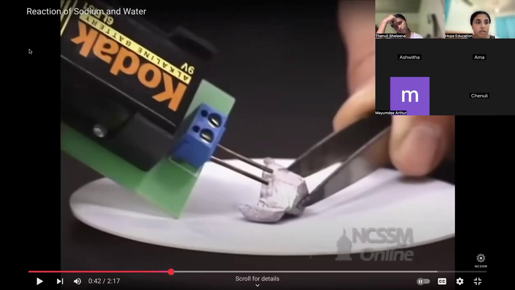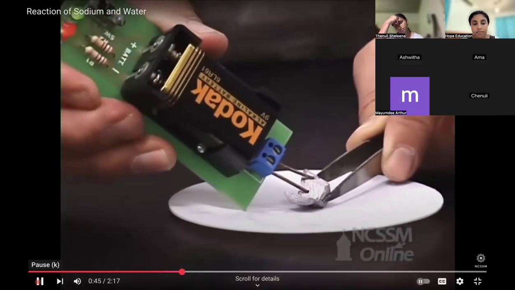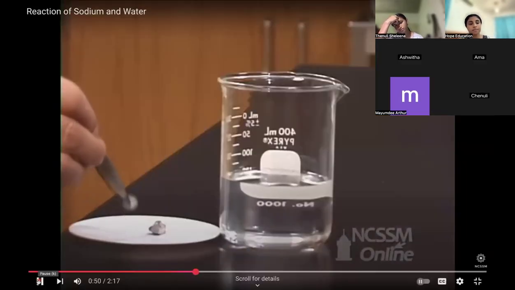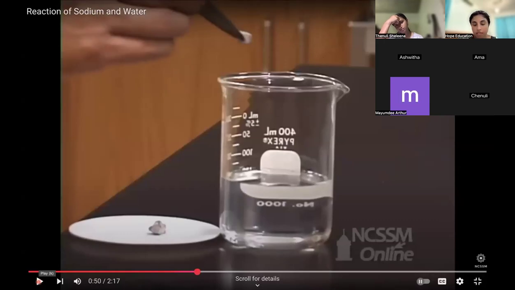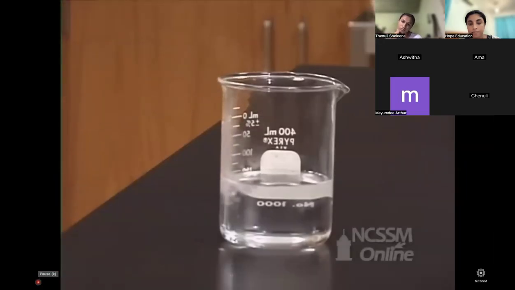Now they're going to see if this conducts electricity. Sodium is a metal and is an excellent conductor of electricity. If we take a piece of the sodium, now watch this carefully. We are going to put a piece of sodium into water. Now watch carefully what happens.